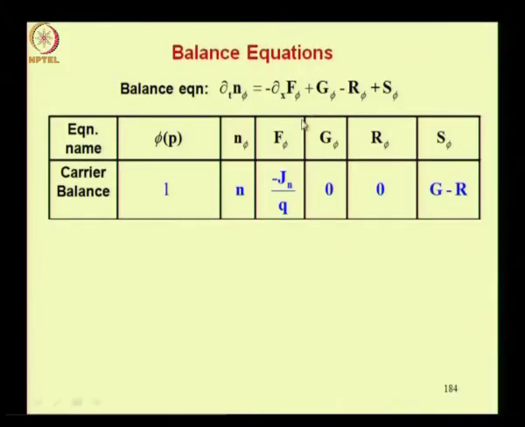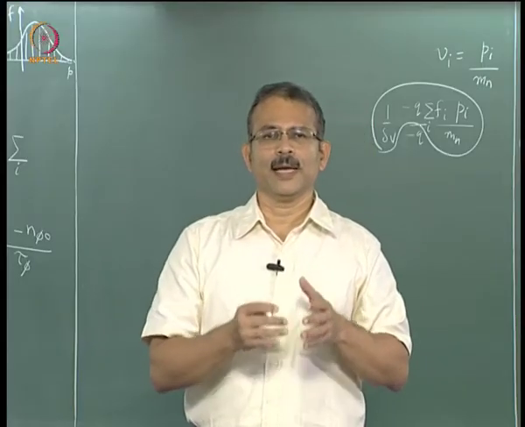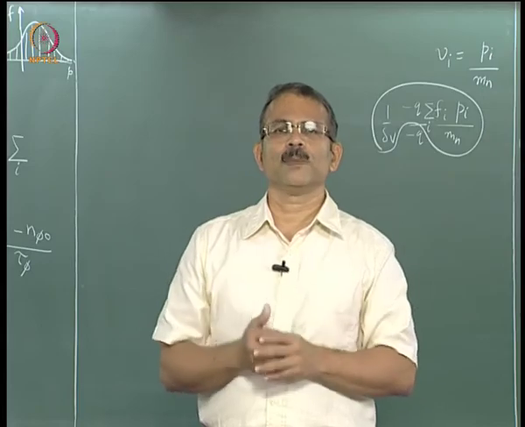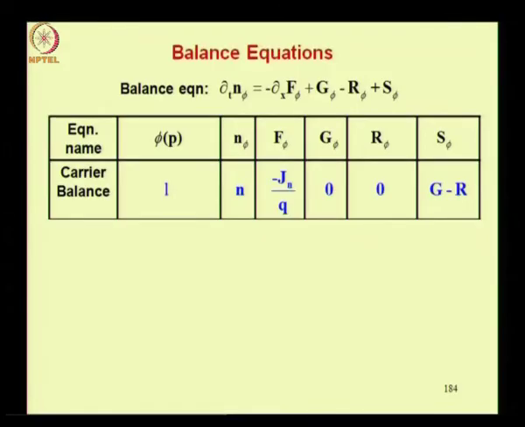Finally S phi is nothing but generation minus recombination processes. This is again clear from the physical interpretation of S phi, that it is net generation of the quantity n phi because of electron hole pair generation recombination processes. So that is your carrier balance equation. In the first level course you would have recognized, based on what you have done in the first level course, you will recognize this equation to be the continuity equation.